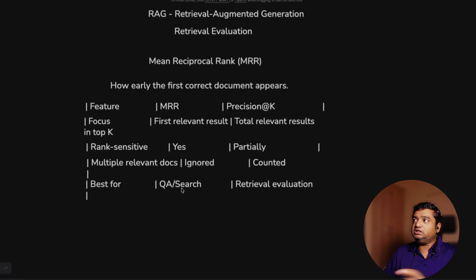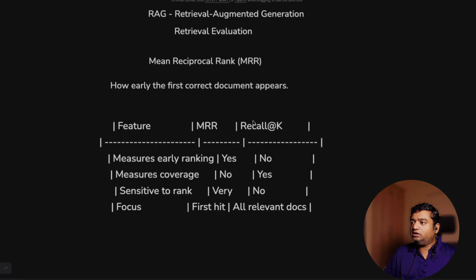Right. Now we'll see the comparison between MRR and recall. For the feature of measuring early ranking, yes, MRR measures early ranking. Recall is about relevance, the total number of relevant pieces of information. It's not about ranking. As for measuring coverage, MRR doesn't measure coverage. It only looks for the first occurrence of your answer.